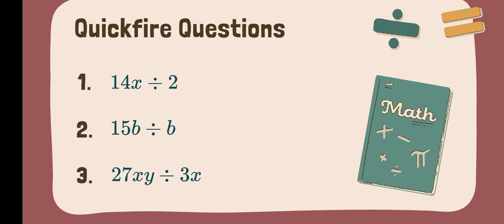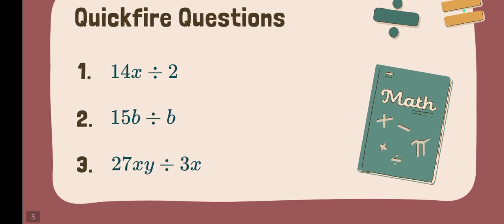So let's solve some of these questions. Here you can see that 14x divided by 2 can be written as 14x by 2, and since 2 into 7 is 14, the answer will be 7x. You can solve these questions with pen and paper, and I will give you the answer key in my next slide.